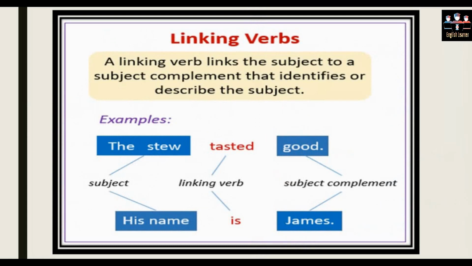Now let us move towards the linking verb. A linking verb, as the name implies, links the subject to the subject complement that identifies or describes the subject. Now here you have two points from the definition. Point number 1: a linking verb functions to link the subject to the other part of the sentence, and that other part is called the subject complement.